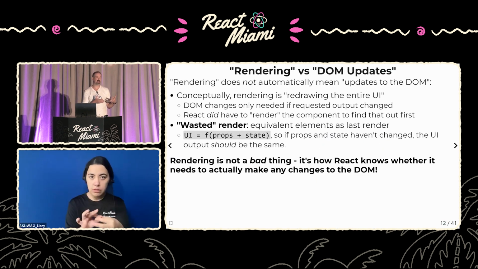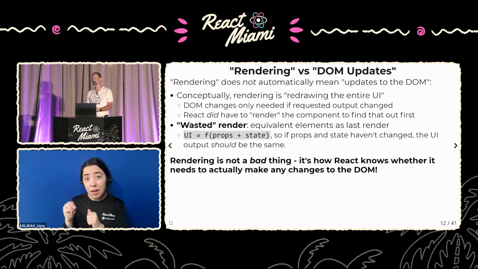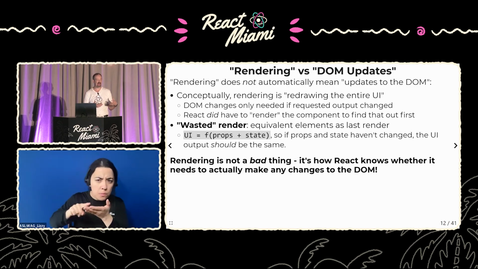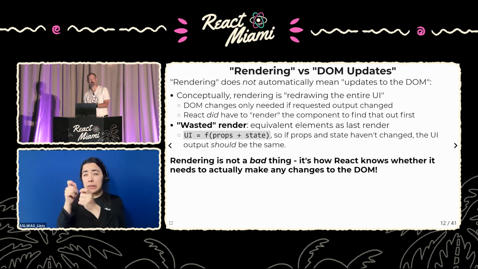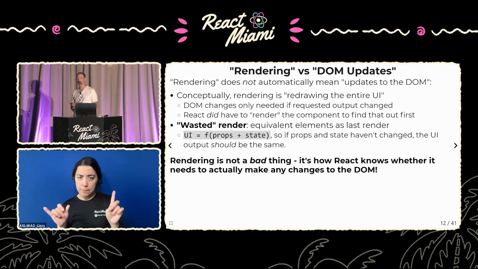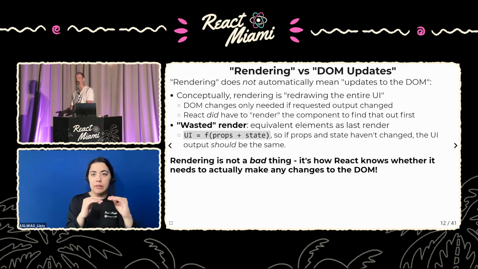Now, when we render, it doesn't automatically mean that we also update the DOM. React initially pitched the idea of rendering as imagine that we're redrawing the whole screen every time. But in reality, we only have to update the DOM if the components ask for something different than they asked for the last time. But in order to find that out, React does have to render the components, ask what they want now, and see if it's something different. So that means that it's possible to render a component, and it asks for the exact same equivalent children as it did last time.